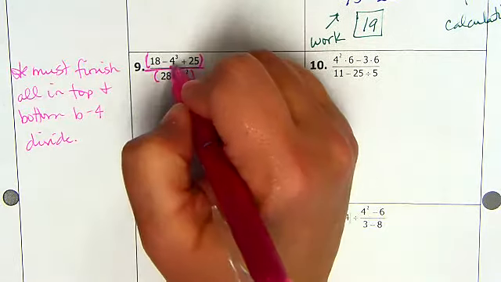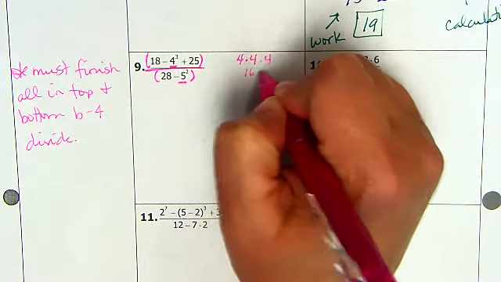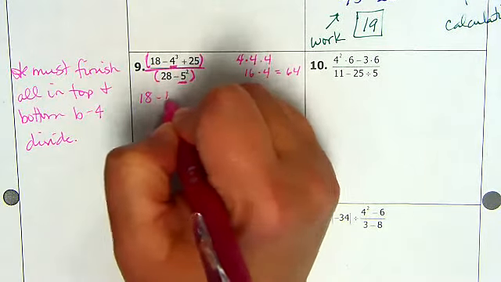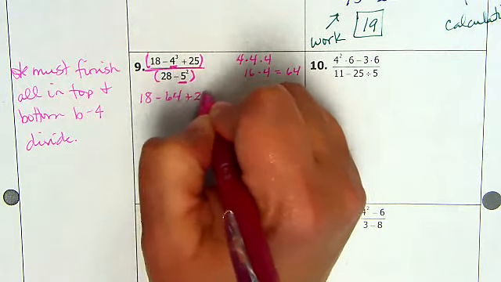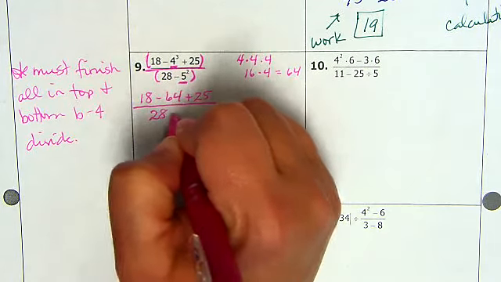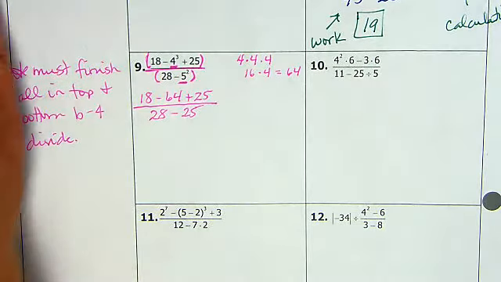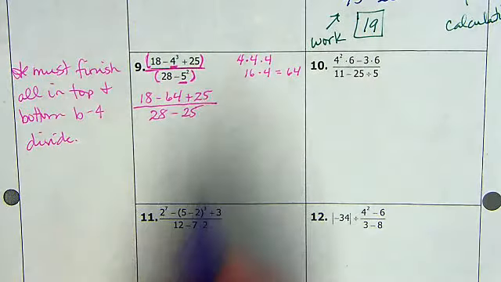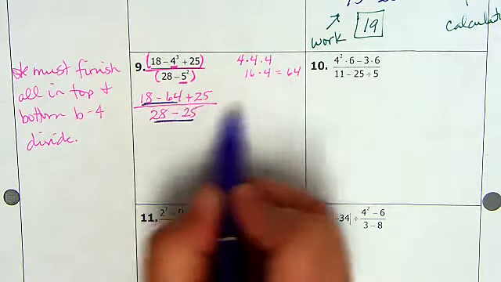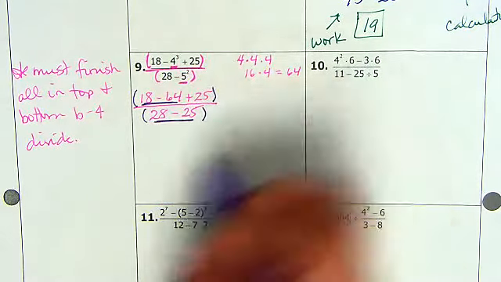So now, okay, I don't know what 4 to the cubed is, or 4 to the third. So that's 4 times 4 times 4. So that's going to give me 16 times 4, which is 64. So I now have 18 minus 64 plus 25 all over 28 minus 25. And now I can do this subtraction and this subtraction because I don't have any other multiplication or division. Because remember, I have to do everything in the top and everything in the bottom first.